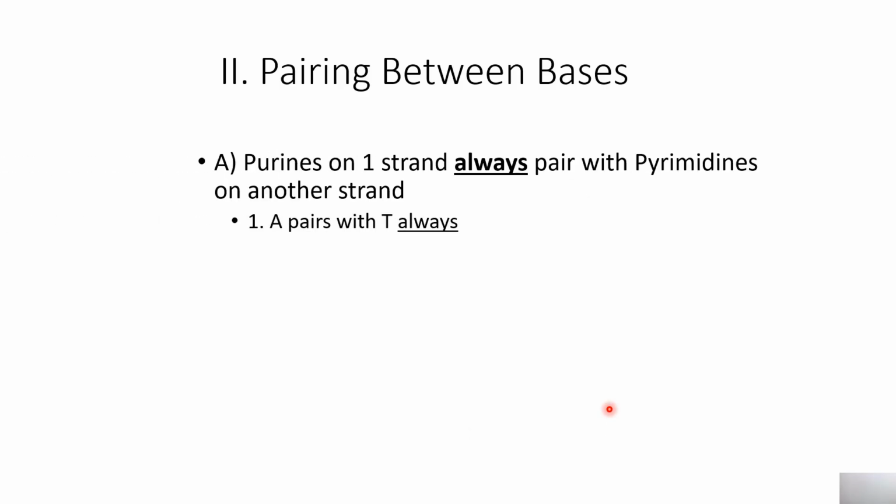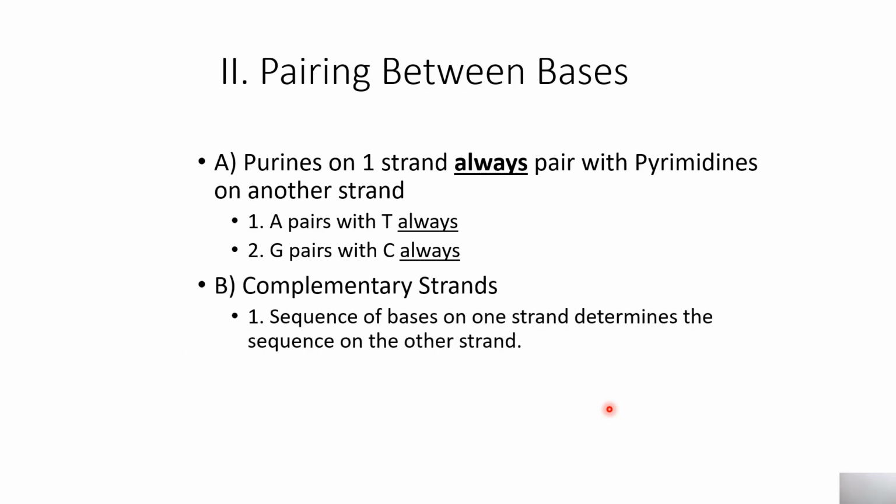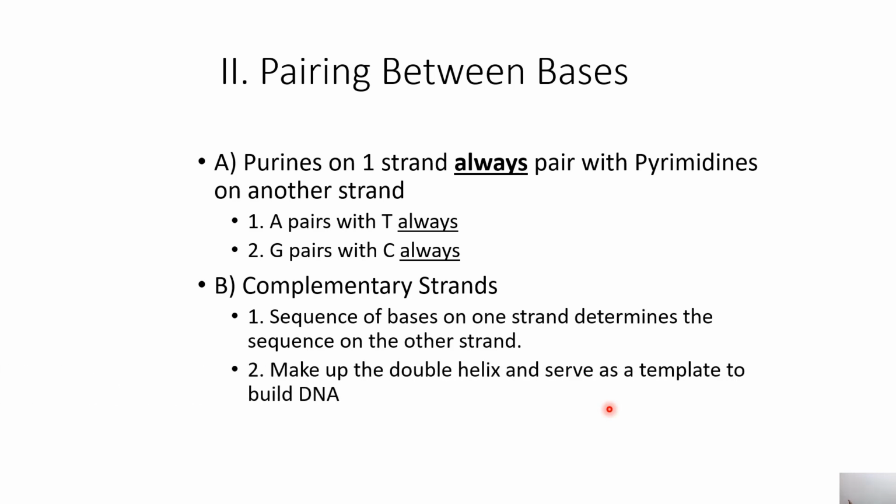Now, purines on one strand always pair with pyrimidines on the other strand. Adenine always pairs with thymine, and guanine always pairs with cytosine. In the case of complementary strands, the sequence of bases on one strand determines the sequence on the other strand, because if there is A on one strand, at that position it will be T on the other strand, right? So basically that is what we mean by complementary strands. They make up the double helix and serve as a template to build DNA.